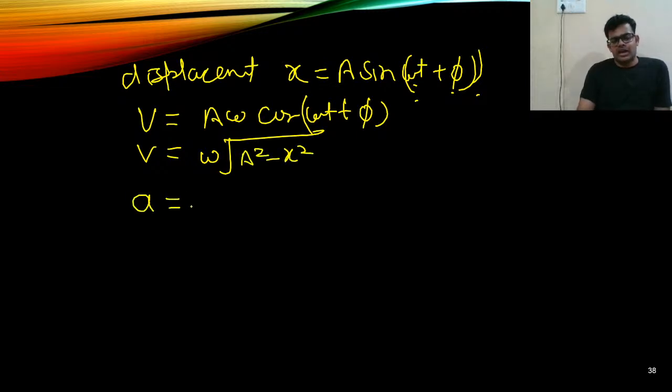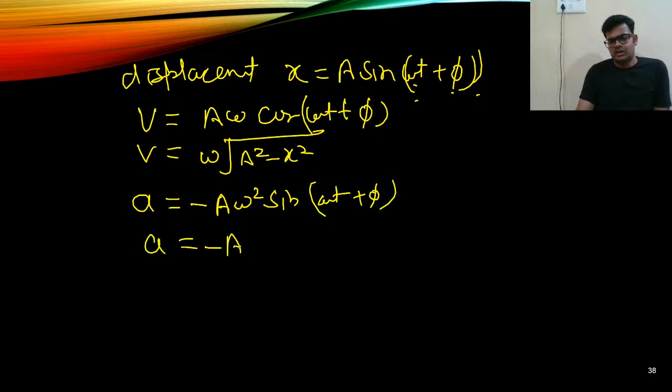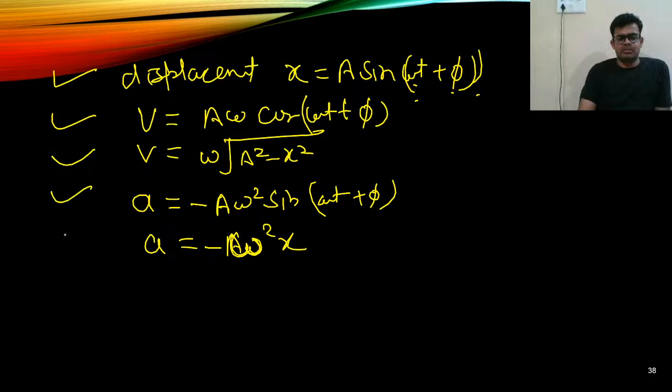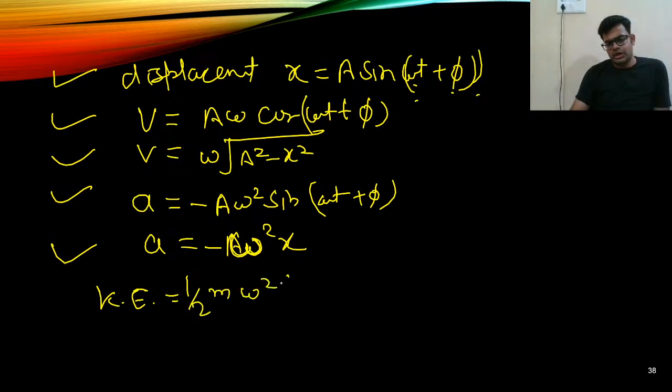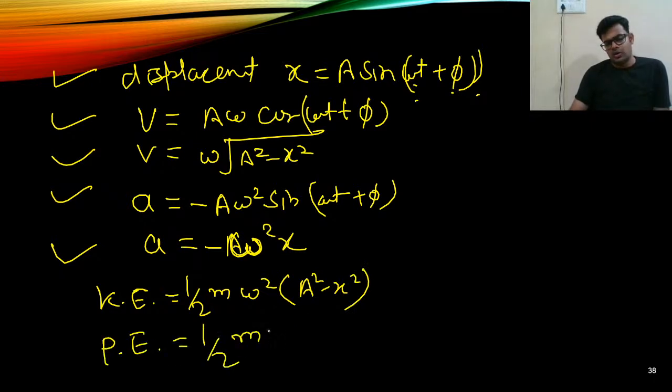Next, acceleration. Acceleration can be given as minus a omega square sine omega t plus phi. In terms of x, that is minus omega square into x. These are the main formulas you need to remember. After that, the kinetic energy formula is half m omega square into a square minus x square. Next, the potential energy formula is half m omega square into x square.